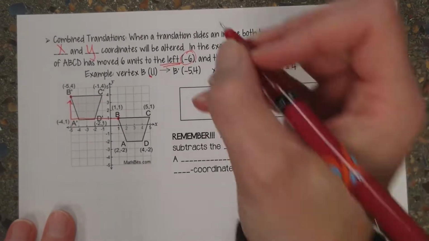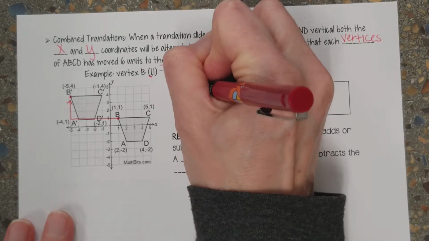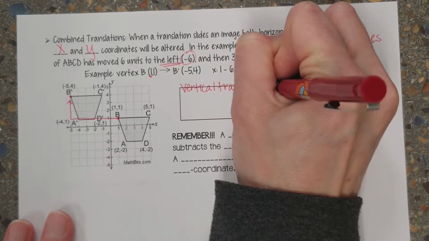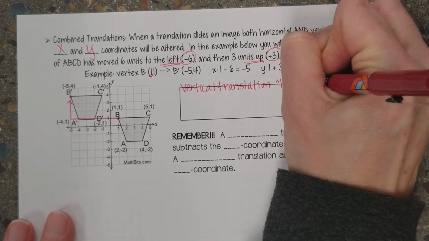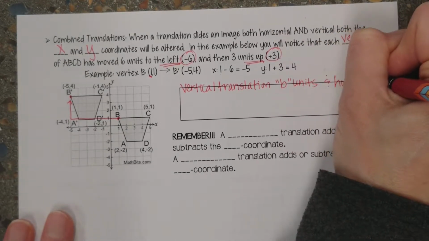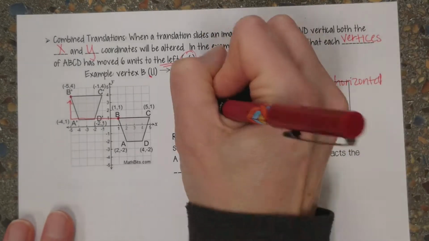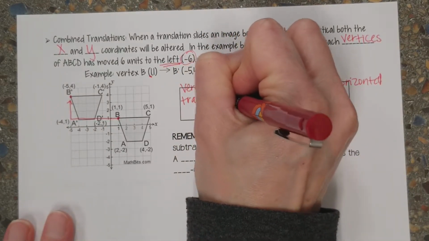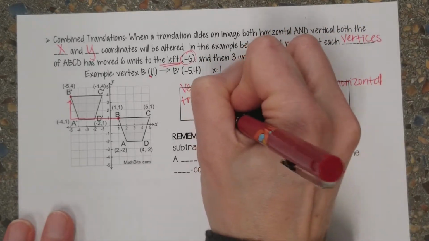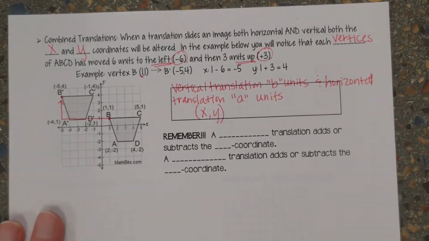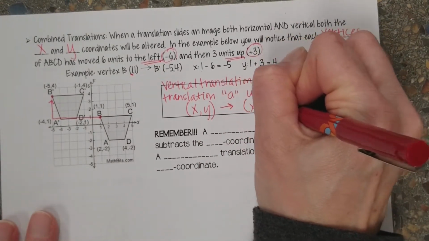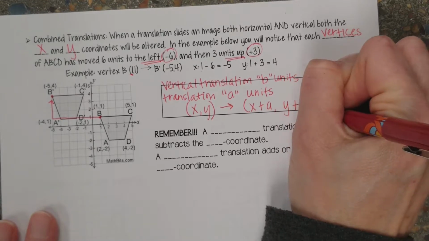But the little trick that you want to know is for a vertical translation, B units, I should have put horizontal first, and a horizontal translation, A units, it'll look like this. You start with your point, x, y. Okay, and then we're going to add A to this one and B to this one. So it's going to look like x plus A, y plus B, and then we're done.